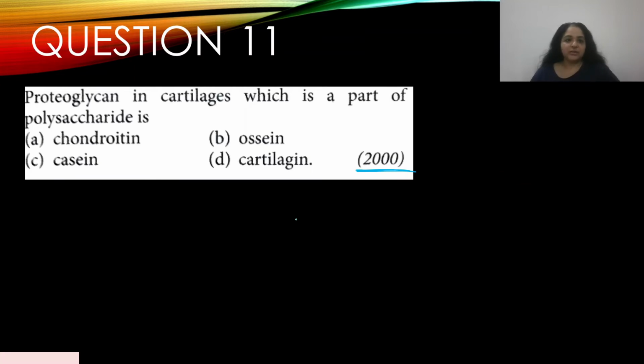So you have A, chondroitin, B, ossein, C, casein, and D, cartilage. Over here, which is a part of polysaccharide, is A, chondroitin. That's the appropriate answer here. Cartilage, I don't think it's a very well-defined term in terms of medicine, but A, chondroitin fits the question perfectly.